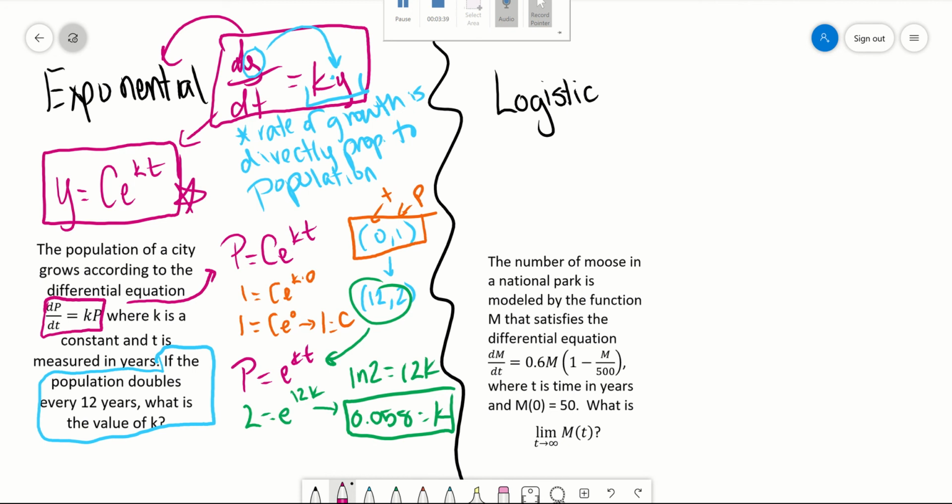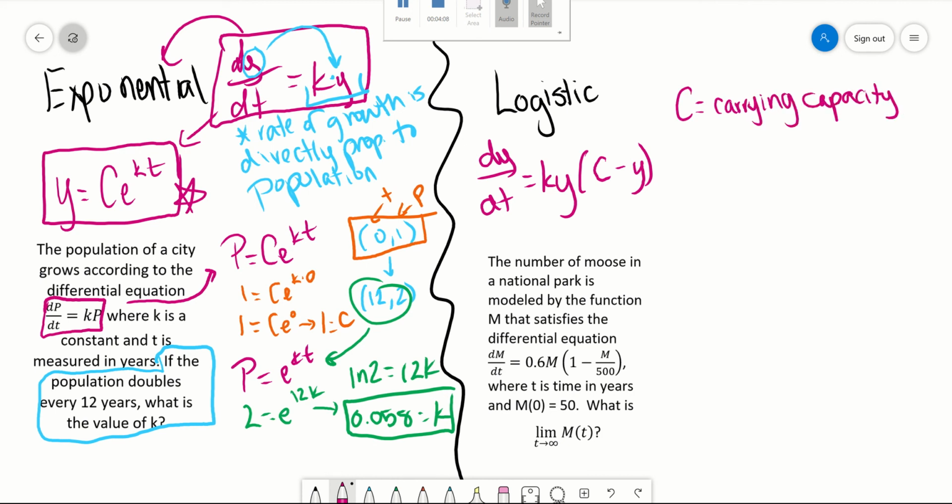Now, a logistic differential equation starts looking the same way. So you have dy/dt equals ky, but then you have some sort of C carrying capacity minus y. So there were a couple things to remember here. With logistic, we're not concerned with solving it. With logistic, we need to know that C is the carrying capacity.